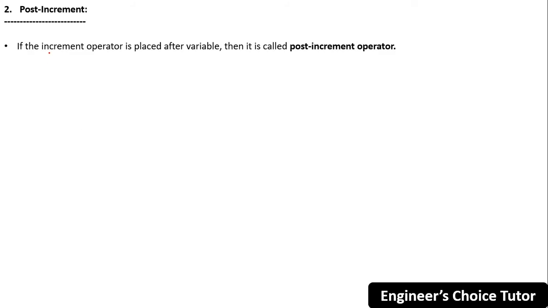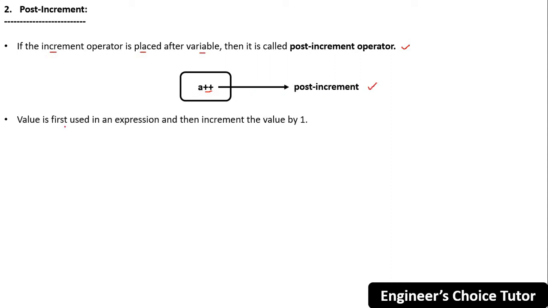The next is post-increment. So what is post-increment? If the increment operator is placed after the variable, then it is called the post-increment operator. For example, a, then plus plus is there. After the variable, plus plus is there. So this is the case of post-increment. In this case, the value is first used in an expression and then incremented by 1.